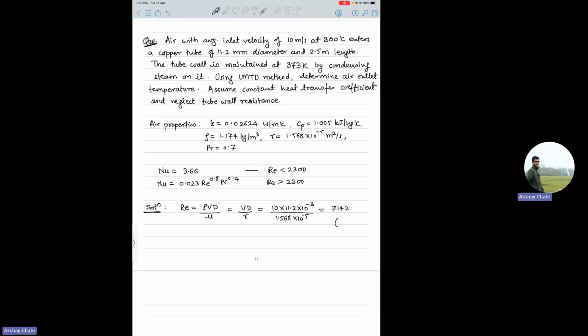And since this is greater than 2300, you'll have to use the Nusselt number correlation, which is 0.023 times 7142 to the power 0.8 times Prandtl number to the power 0.4. Prandtl number is given as 0.7, so no need to calculate it again. And this will be equal to hD by k, where D is 11.2 into 10 to the power minus 3, since we are talking about SI units. And k is 0.02624. So from here you get the heat transfer coefficient as, let me do the calculation.